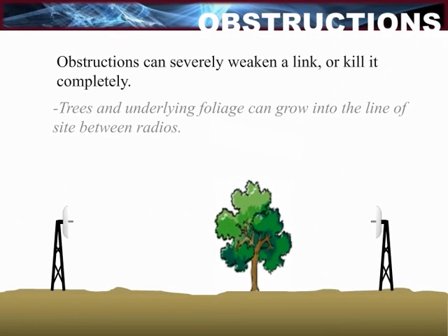When deploying RF systems, it is important to consider any future obstructions that may come in the line of sight between any two RF devices involved in a link.